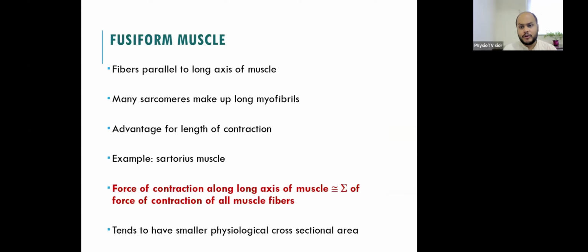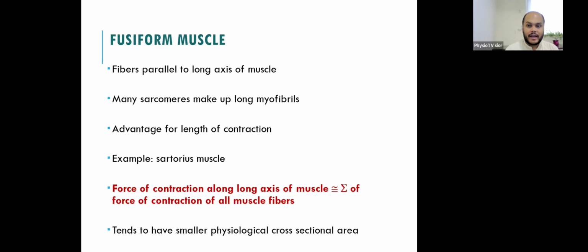The last one is the fusiform muscle group. A fusiform muscle is sometimes considered a parallel muscle because the fibers run parallel to each other. The advantage is the length of the contraction. A fusiform muscle has a typical structure, a fish body type. It tapers down on both ends and has a very thick body.